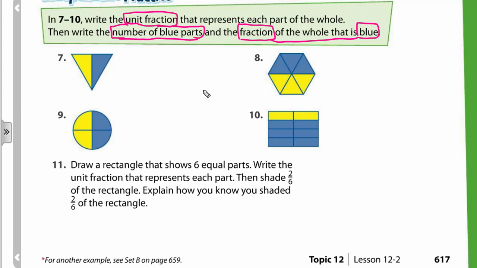Okay, let's take them one by one. The unit fraction in question number 7. The unit fraction always is 1 over the total. The total is how many equal parts? 2. And the next question is number of blue parts. How many blue parts? You have noise around you, Ali. 3. You can see 3 blue.